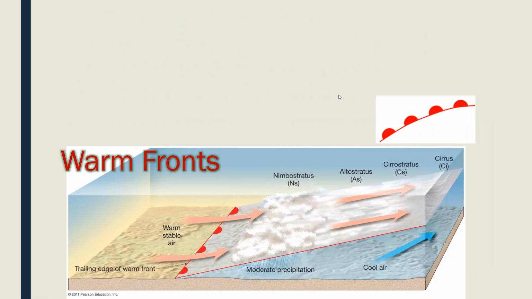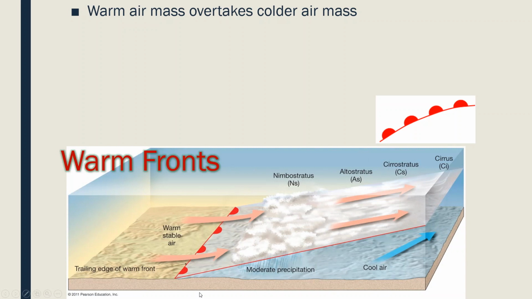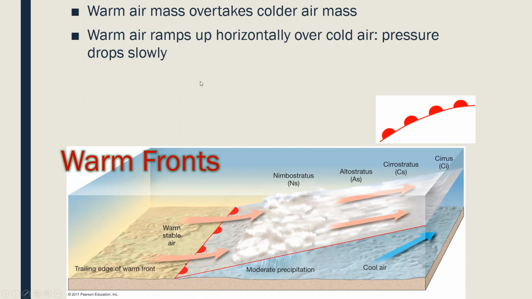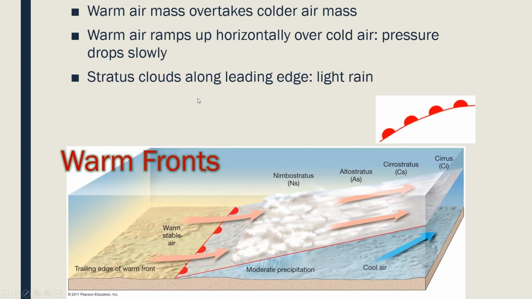Next, we have a warm front. And so this is where you have a warm air mass overtaking a cold air mass. So it's represented on a frontal map using these red half circles that are pointing in the direction that the warm air is moving. And rather than the air being shot up quickly, the air ramps up slowly over that cool air and the pressure drops slowly. And you get stratus clouds, which are these layered clouds. They're just past the front.